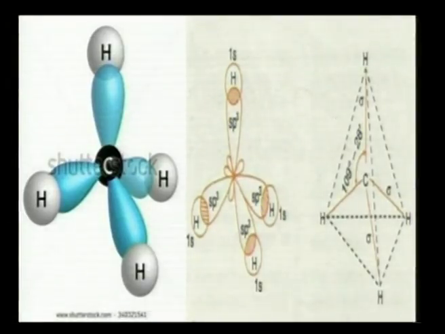Observe this diagram carefully. What is the central atom? The central atom is carbon. And how many sigma bonds are formed here? You are right, there are 4 sigma bonds formed. And friends, are you observing what is the shape of sp3 hybridization? The shape is tetrahedral. And what is the bond angle here? 109.5 degrees.